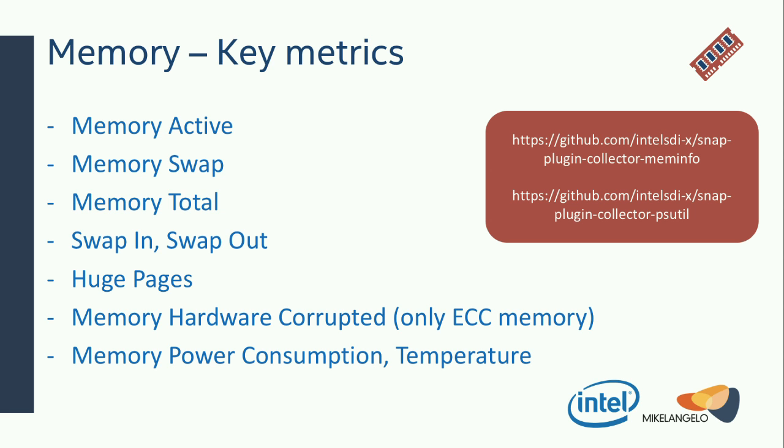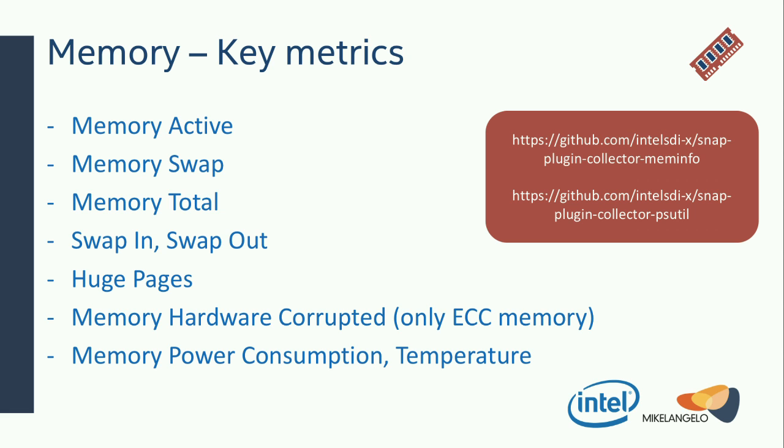For the memory key metrics, it's mostly the active memory and the swap space. What you are looking for depends on the case, but the key bottleneck indicator is swap in and swap out. When you start seeing saturation of the memory, it's especially important for VMs when you are overcommitting your memory and using the balloon driver.